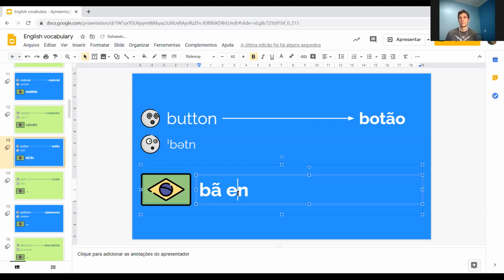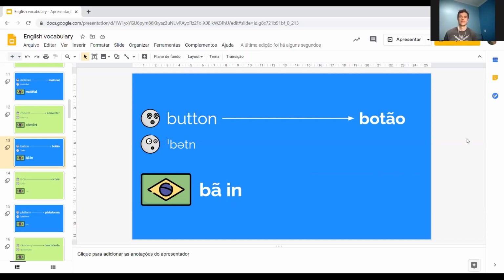Button. But I don't know if you have a sound in Portuguese. I don't think so. We don't have that sound. I think the I is closer to what we're trying to do. Okay. Button. Is that right? Yeah, that sounded good. So the color of the button is blue.